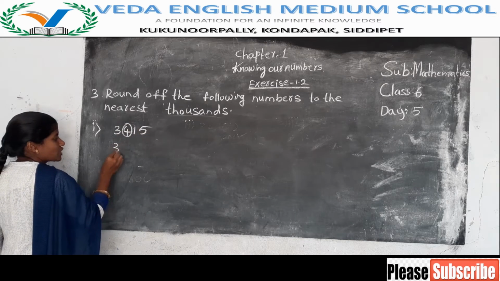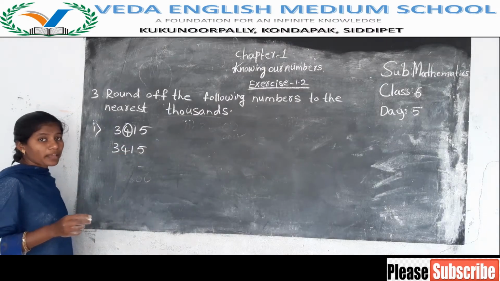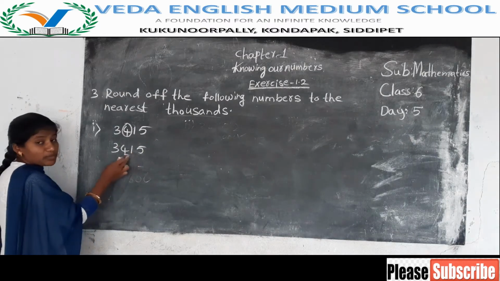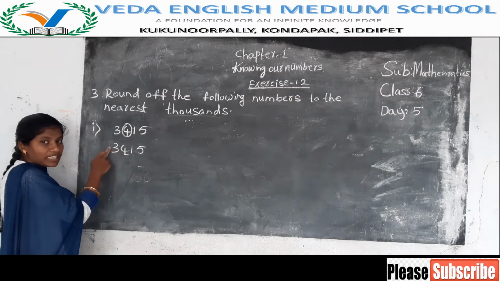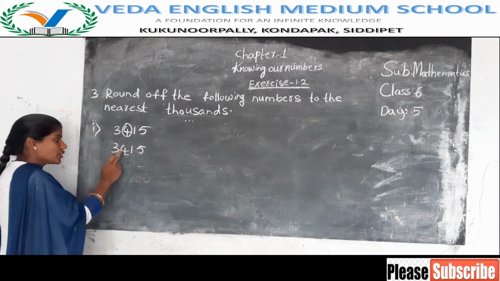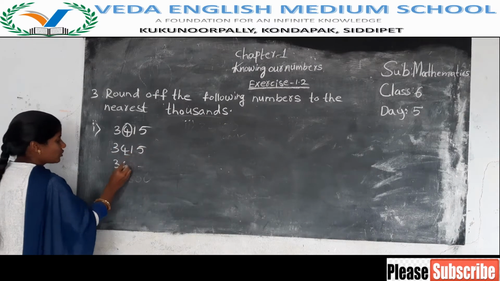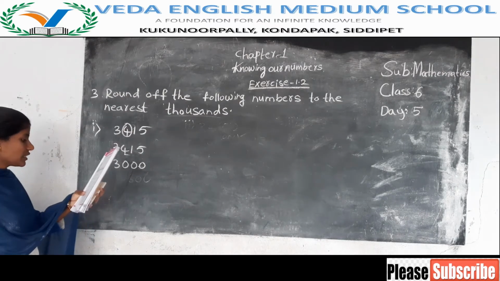In this hundreds place we have 4. Is 4 above 5 or below 5? Very good, below 5. If the number is below 5, do you increase the next number, or write it as it is? Very good, you write it as it is. 3 as it is, and the remaining 3 places are 0. So 3415 is nearest to 3000.